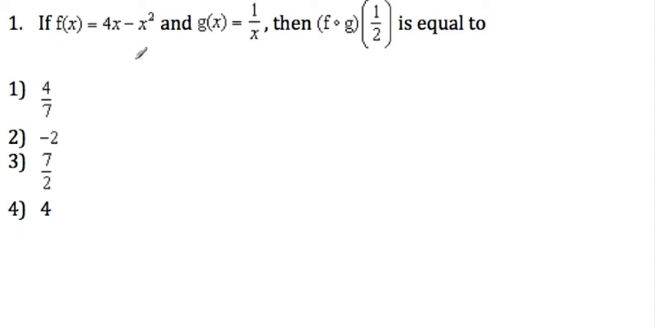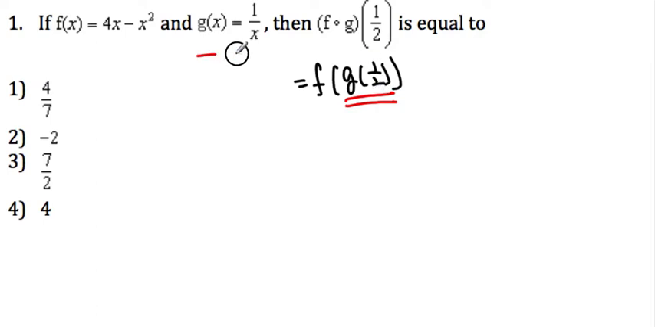Here we have two given functions and we are looking for f of g of 1/2. Now, how to approach this one? I can rewrite it in this way. Then you will realize what is g of 1/2. That basically means when you look into this function, in place of x we have 1/2. So let us try to calculate that first.